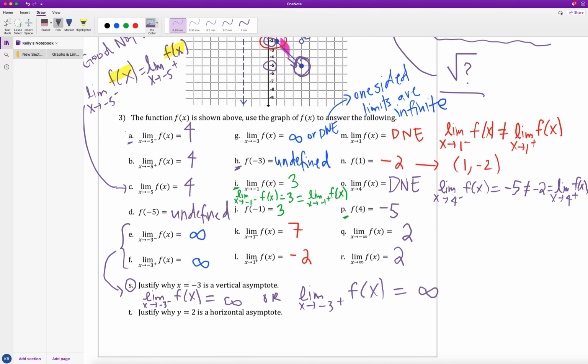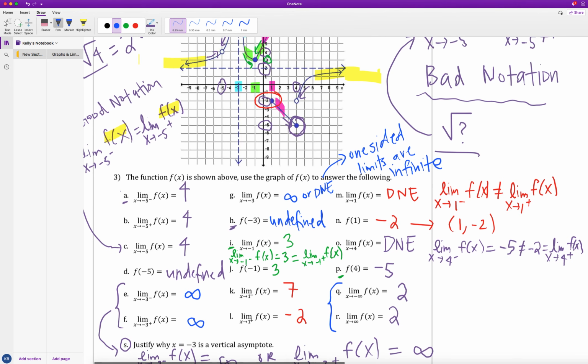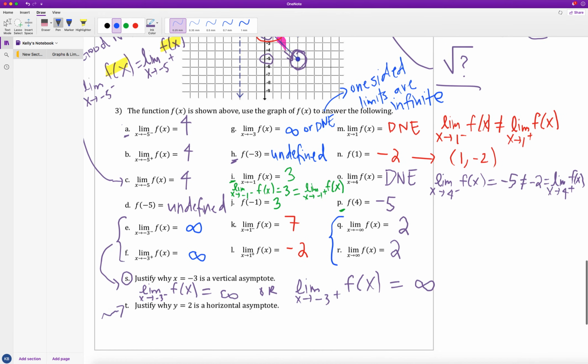Okay, part T, our last example here, says justify why y equals 2 is a horizontal asymptote. Well, that has to do with the limits as x approaches either positive infinity or negative infinity. Because as we can see from the graph, what's really creating a horizontal asymptote here at y equals 2 is the fact that as I go off to negative infinity, this graph is plateauing, and as I go off to positive infinity, it's also plateauing.